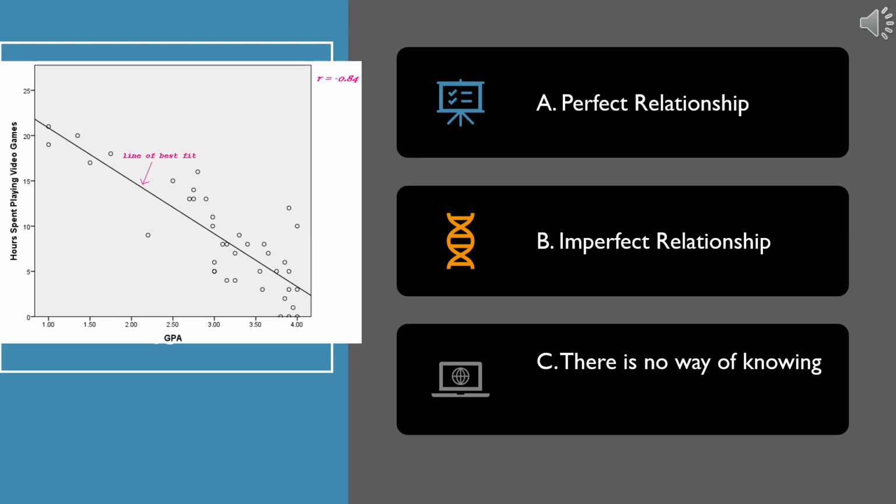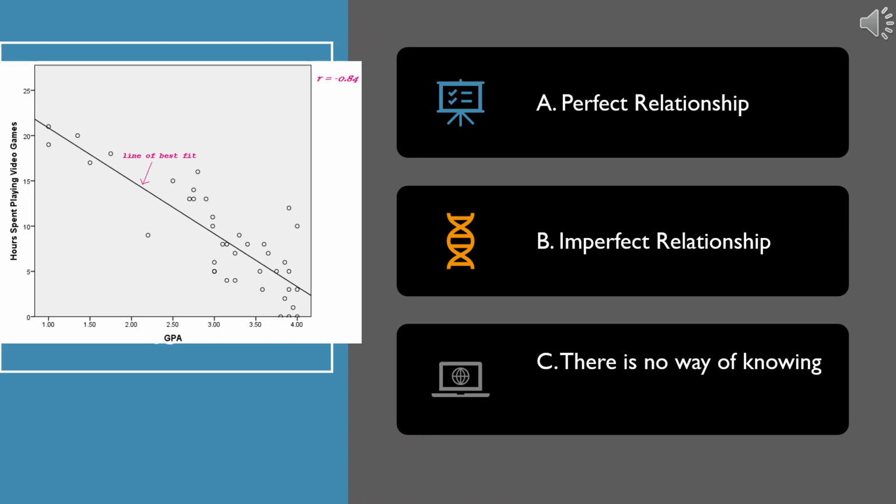And so my question to you is, looking at the scatter plot and all these different subjects and their scores on GPA and hours spent playing video games, is this a perfect relationship, an imperfect relationship, or maybe there's no way of knowing?